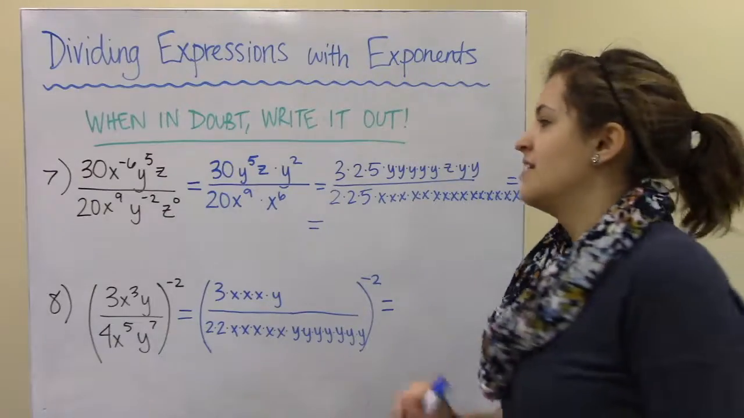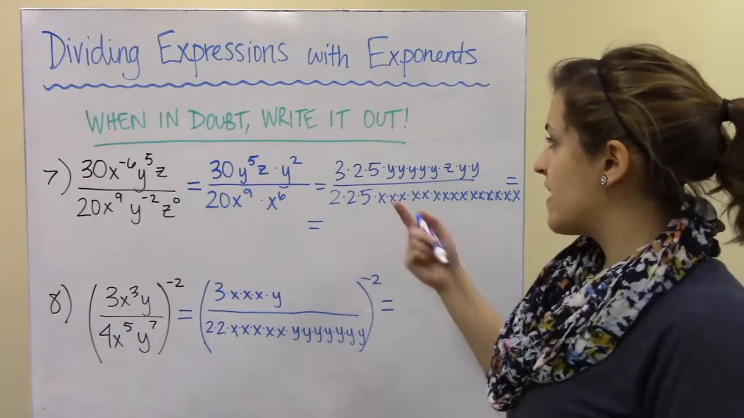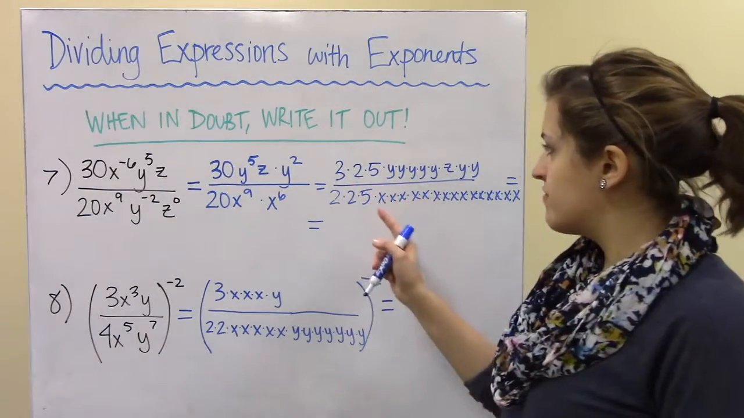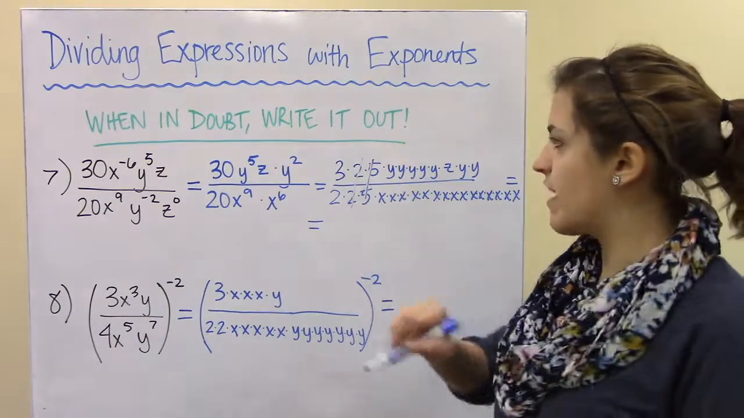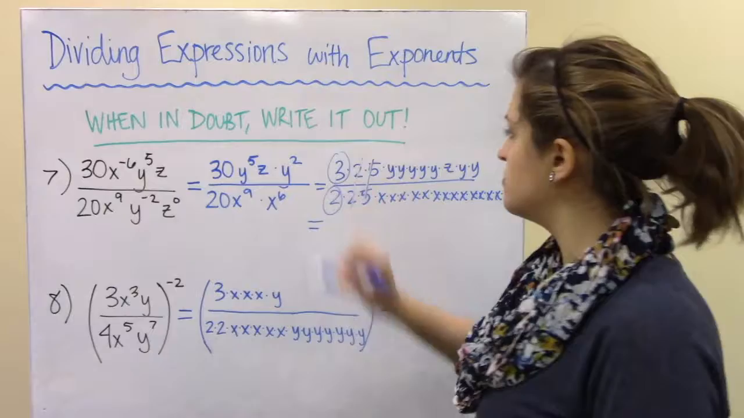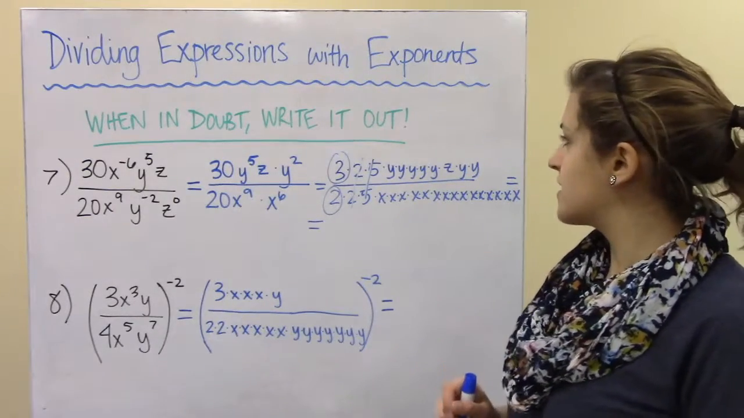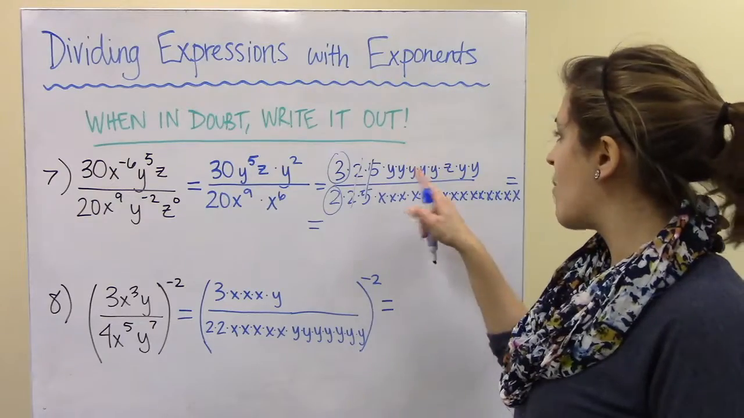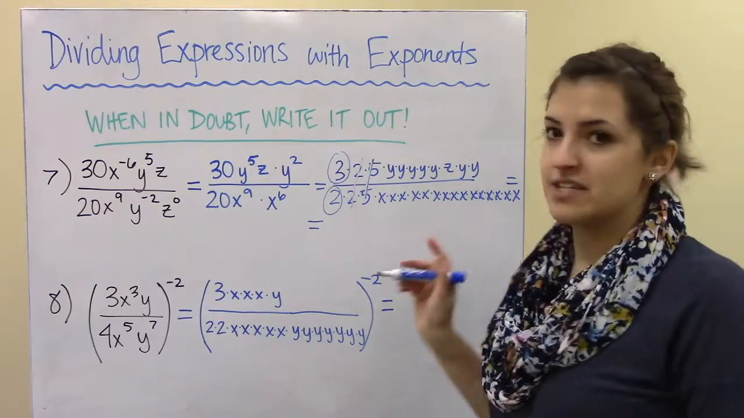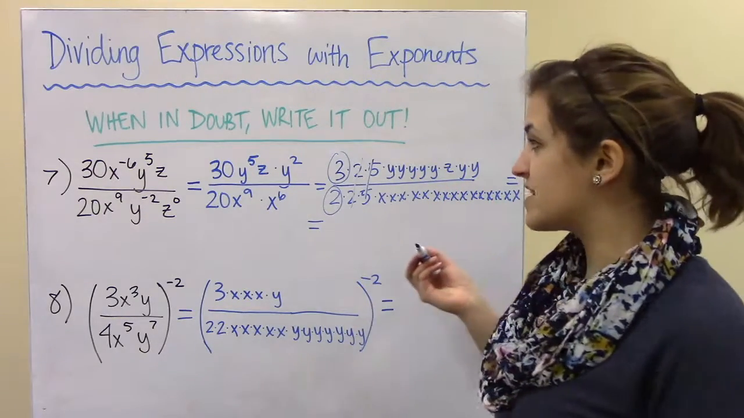Okay, so now I have my factored form. I have 3 times 2 times 5 and 2 times 2 times 5. So I can cancel these 2's and the 5's, and I'm left with a 3 and a 2. And let's see what else I can cancel. Well, I actually can't cancel very much because I have y's and z's on the top and x's on the bottom. So I'm going to have to leave this as it is.